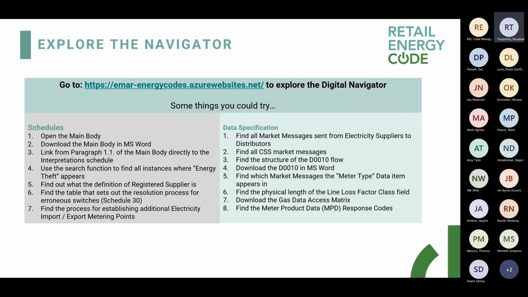We'll get that corrected. Okay, so we've got just under 10 minutes left, so I'm going to suggest we do one more scenario, then talk about the next steps. So I'm going to go for number 7, download the gas data access matrix. How easy is it for you to find this matrix within the navigator? Just give you a minute or so for that one.